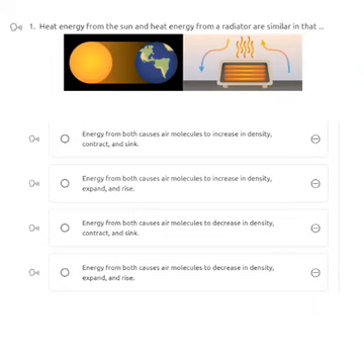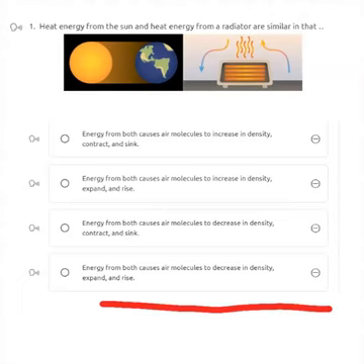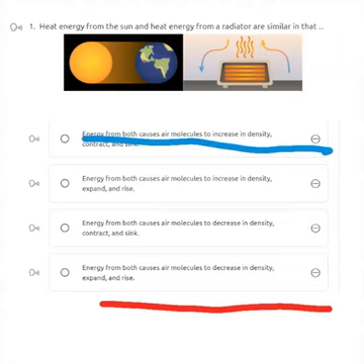Okay, so this first question that we're going to go over is dealing with convection. It says heat energy from the sun and heat energy from a radiator are similar in that... And so really what this is looking at is convection currents. Remember, when I have hot and I have cold, what I'm going to see are convection currents. And I can see this in the ocean, I can see it in the air, I can see it in the mantle.